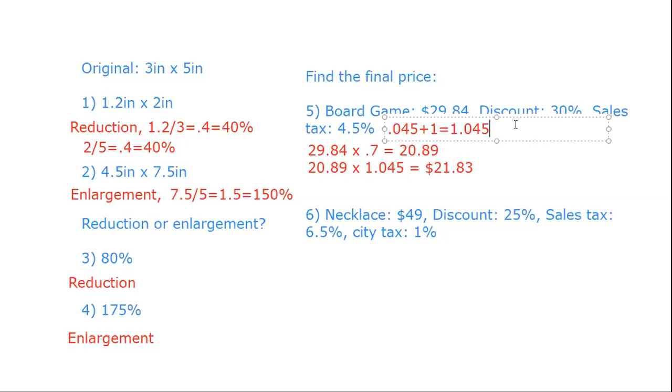So it's almost like the distributive property. So that's where that came from.